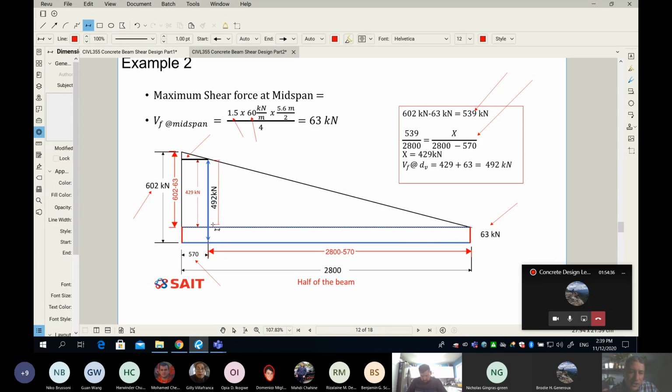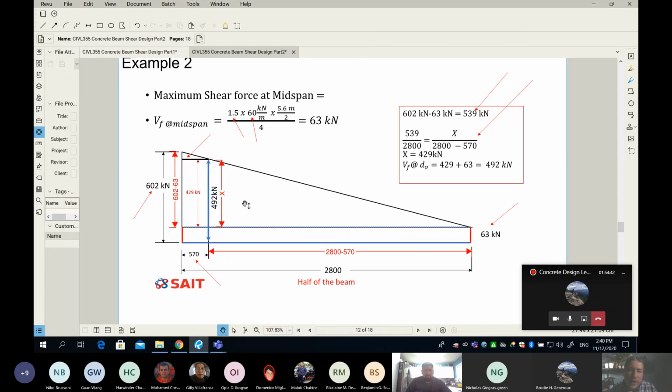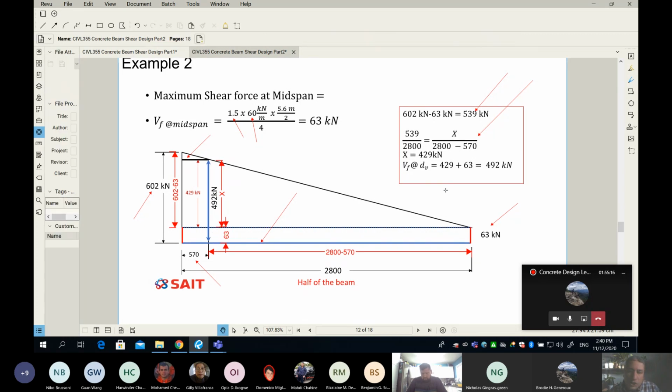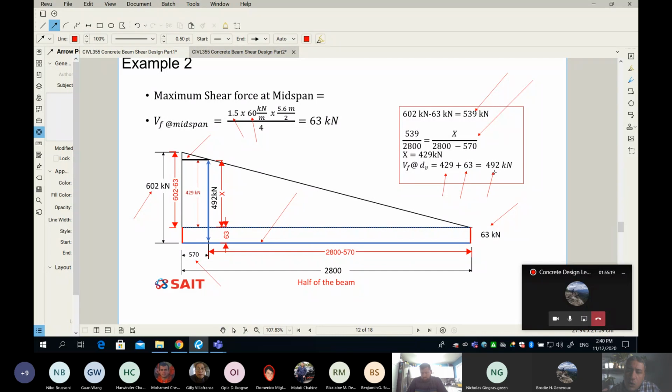This is X. This is called X because I don't know how much my shear force is. So X over 5 over 2800 minus 570 is equal to 539 over 2800. And what you do is you will find your x, and x is equal to 429 kilonewton. Remember, really the x is not a shear force, because the shear force is always estimated from the datum. So the datum is your blue line, which means all you have to do is add this distance here, which is 63. Finally, you add 63 to your x, and you'll get 492.